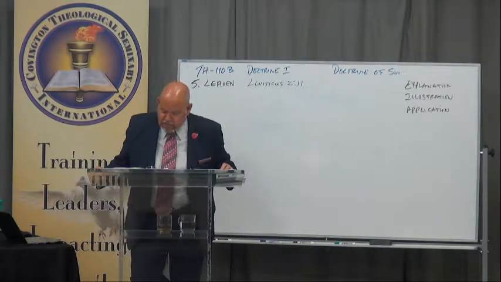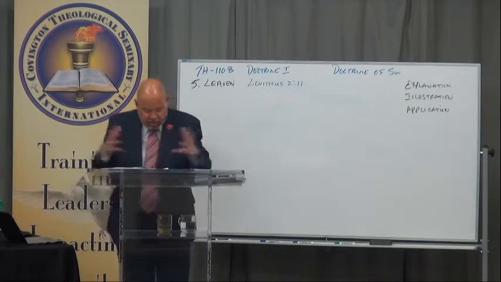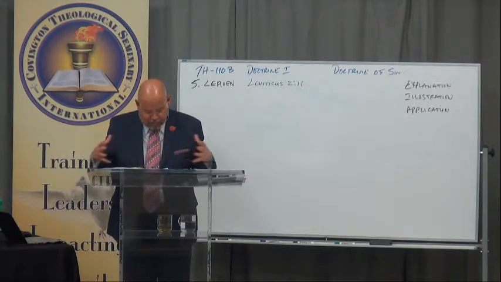The priest then shall take up from the grain offering its memorial portion, and shall offer it up in smoke on the altar as an offering by fire of a soothing aroma to the Lord. The remainder of the grain offering belongs to Aaron and his sons, a thing most holy of the offerings to the Lord by fire. So we're given a clear description of what's taking place here, right?